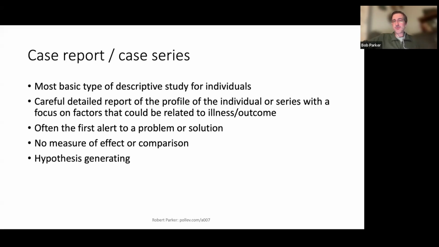For example, we have to start somewhere, right? COVID-19, we learned about it from a case report. The first person to see an association between tobacco smoking and lung cancer was a case series. They were alerting their peers to this potential idea to say, I think there might be something worth exploring and asking more questions and building on. There's no measure of effect or comparison. It's really just generating a hypothesis.